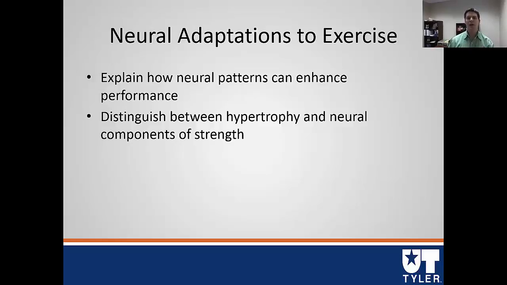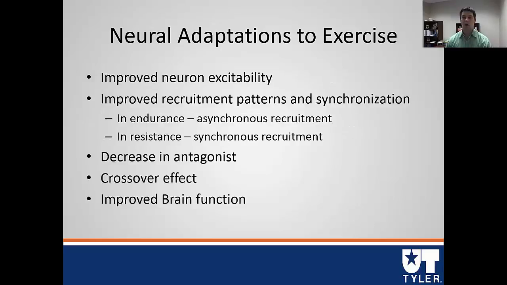But we'll walk through. The objectives here are to explain how neural patterns can help performance, get an idea of if you change some way, if that would be good or bad for performance, and last, distinguish between hypertrophy and the neural components of strength. Okay, so some of the neural adaptations that are introduced in this book I'm going to highlight here. Again, this is great to start to wrap your head around how altering some of these neural recruitment patterns is really going to pay off.